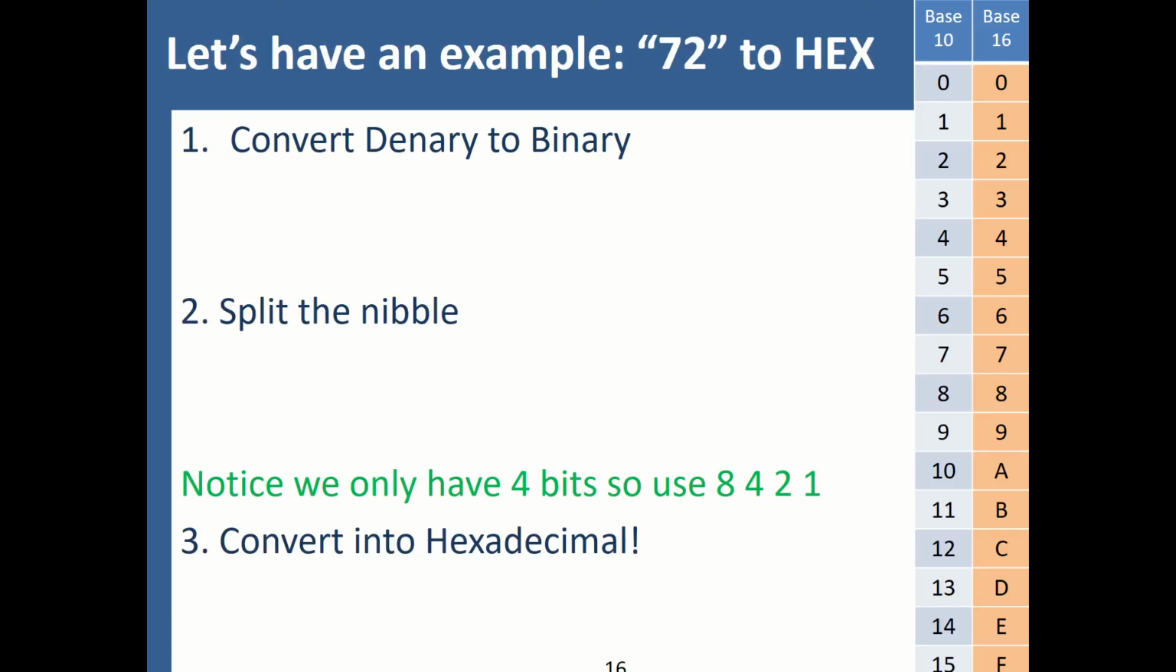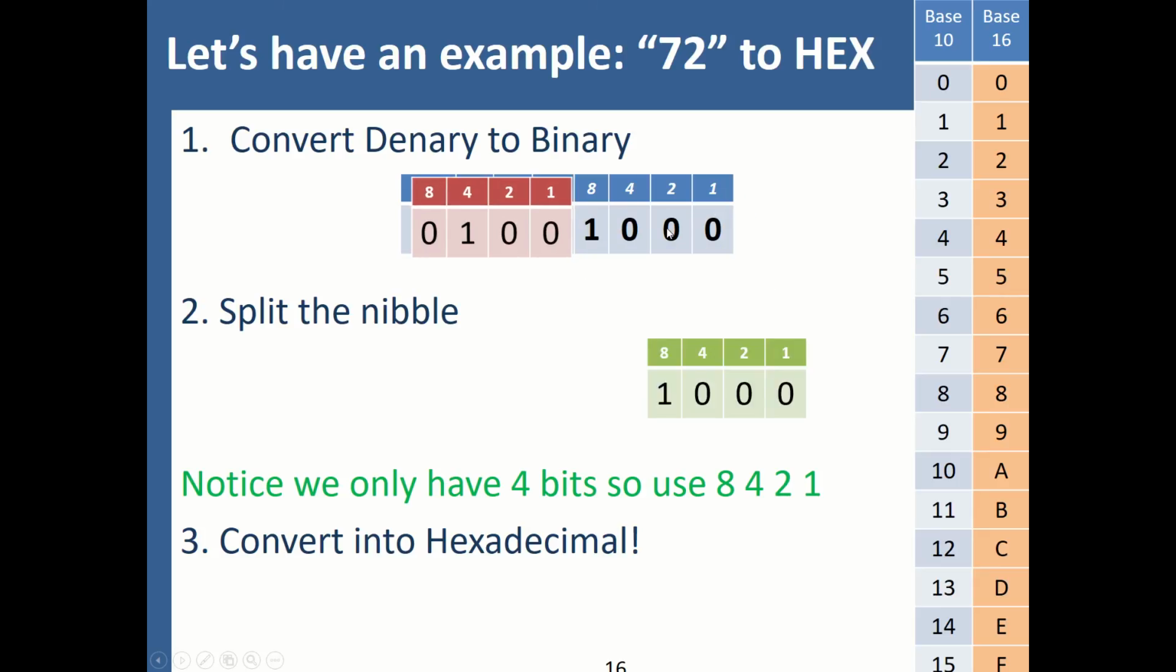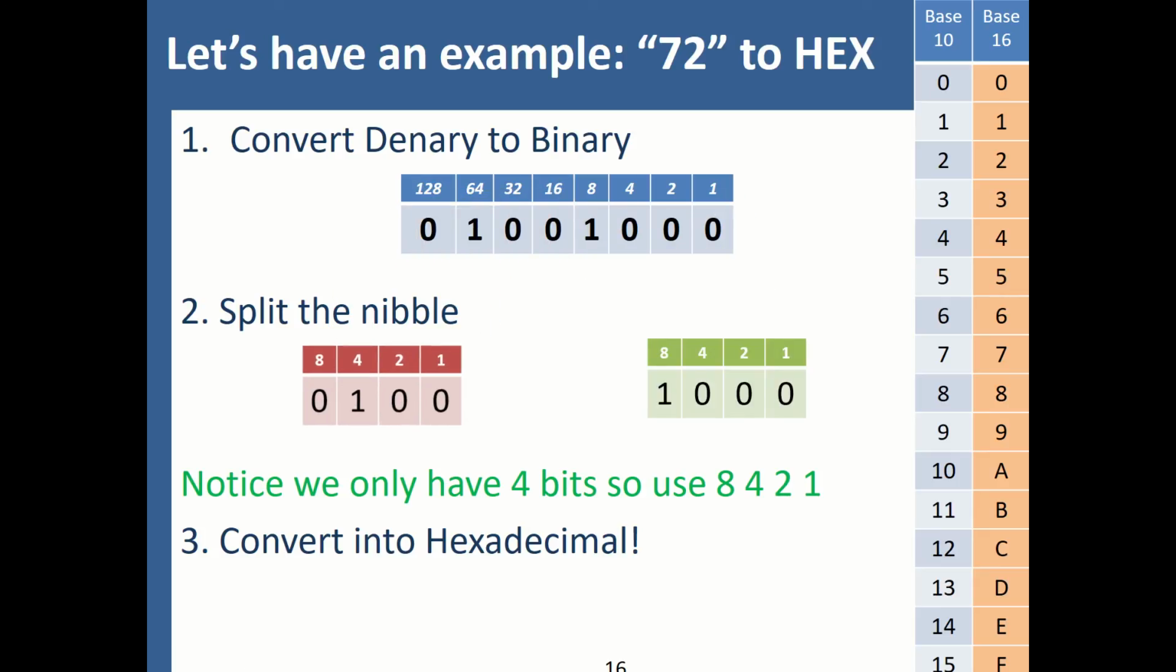Let's have an example. Let's convert 72 from denary to hexadecimal. So first of all, we convert it to binary. Here is our 72 in binary, 64 plus 8. We split into 2 nibbles. Now notice when we do that, we use 1, 2, 4, 8 on both. That's because when we're counting in binary, we'd never start from 16, we always start from 1. So because we've got 2 different nibbles, both of them need to start counting from 1.